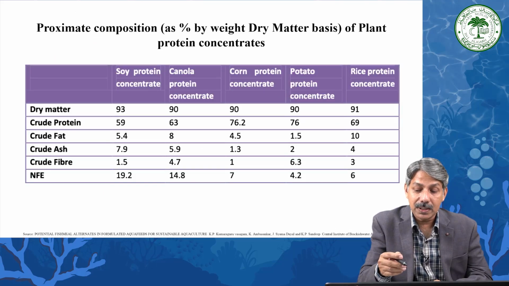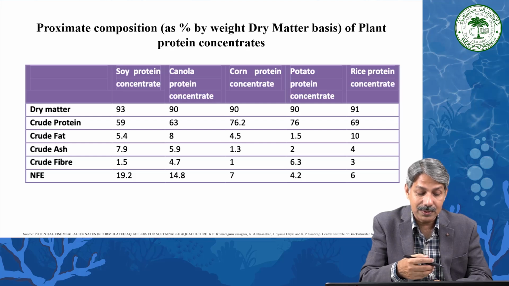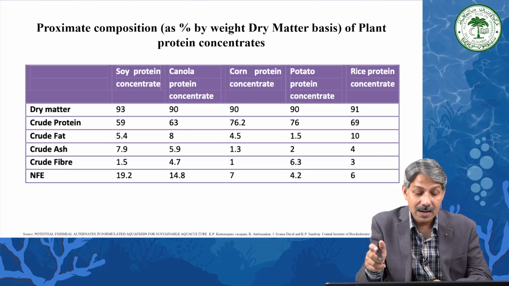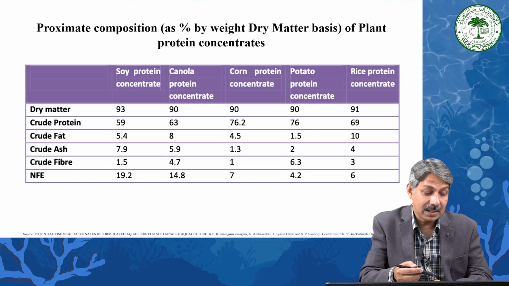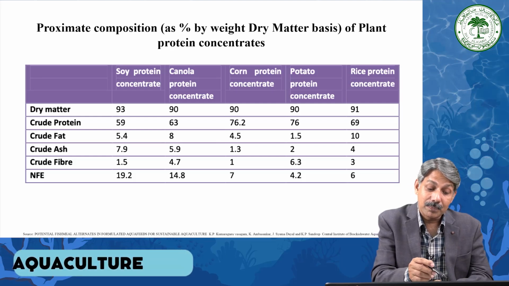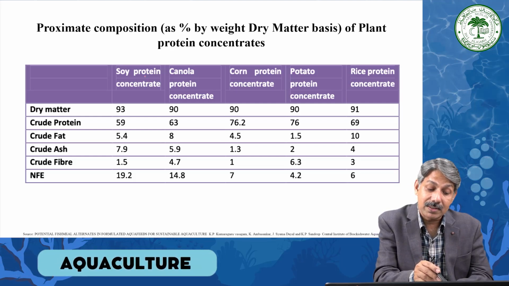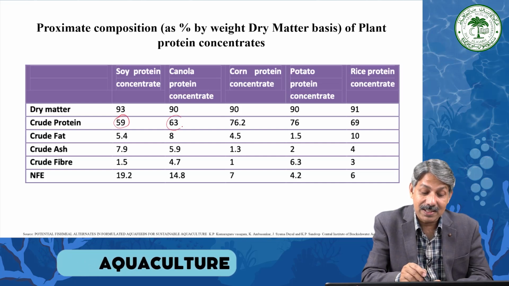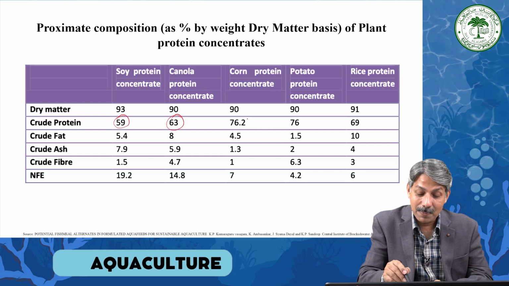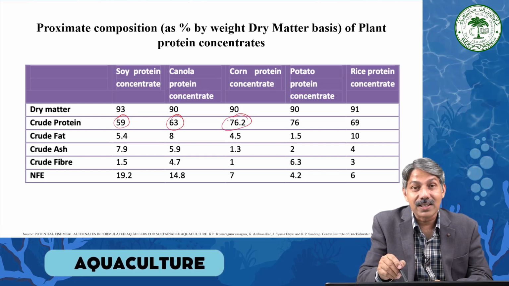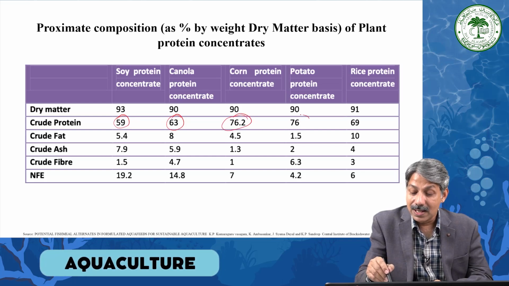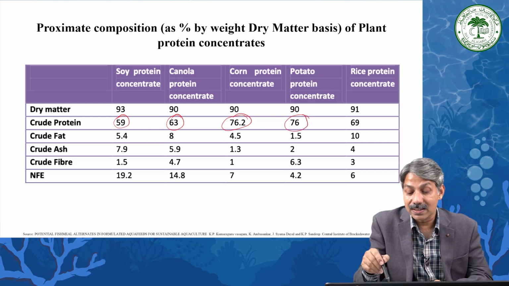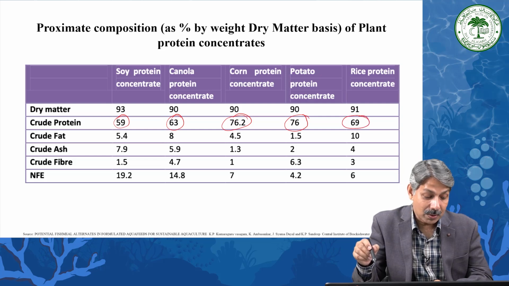Proximate composition of plant protein concentrates that we have just discussed has been compiled here, and here you can see that soybean protein concentrate has 59% crude protein, canola protein concentrate has 63% crude protein, whereas corn protein concentrate has 76.2% protein, potato protein concentrate 76% protein, and rice protein concentrate 69% protein.